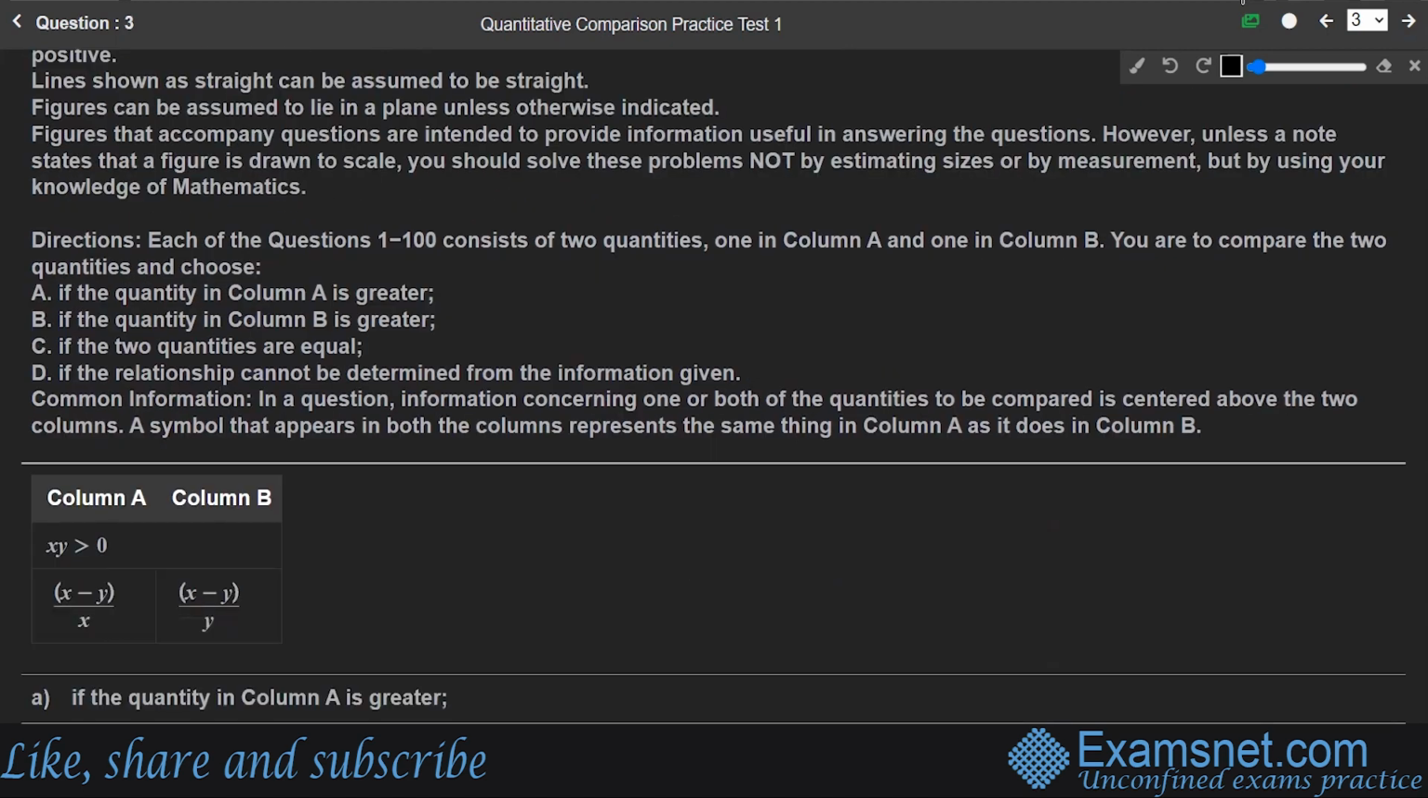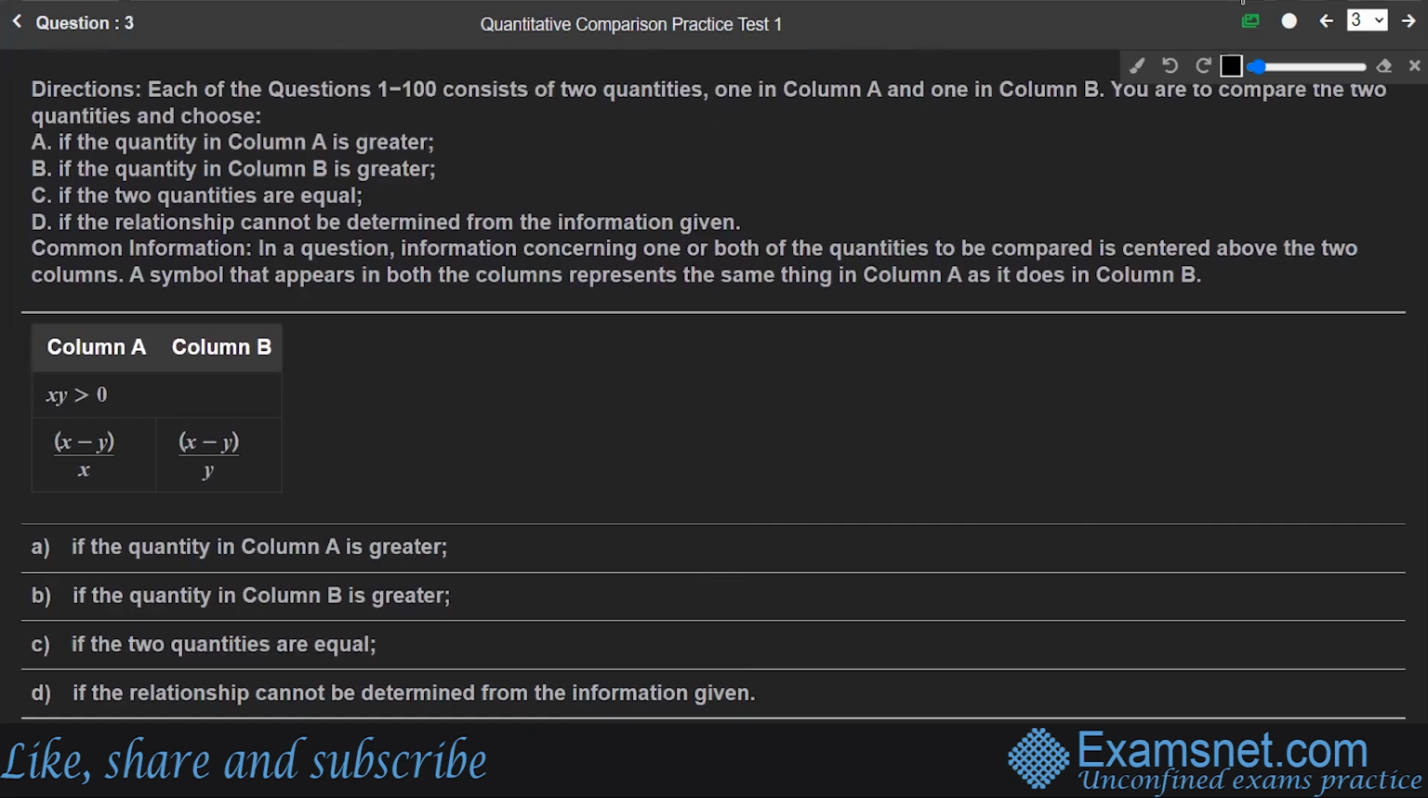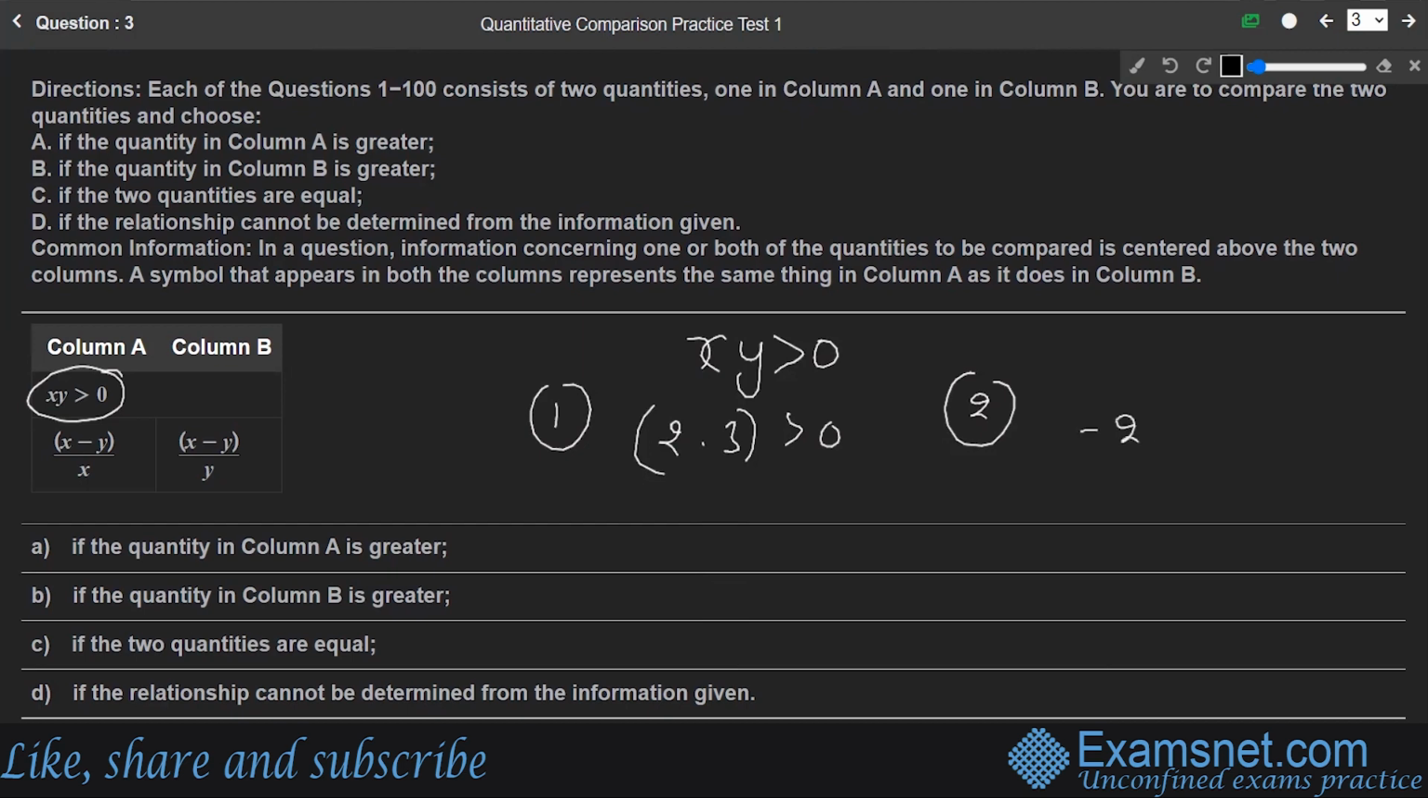Now let's go to the next question. The information provided to us is xy is greater than 0. That means the product of them is greater than 0. The product of any two numbers is greater than 0 in two cases. The first case is when both the numbers are positive, let's say 2 into 3, which will obviously be greater than 0. The second case is when both the numbers are negative. So these can be the two cases possible.